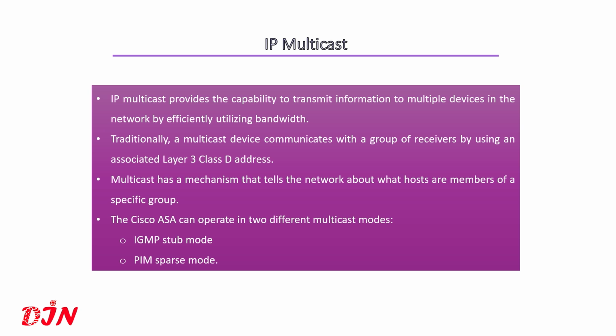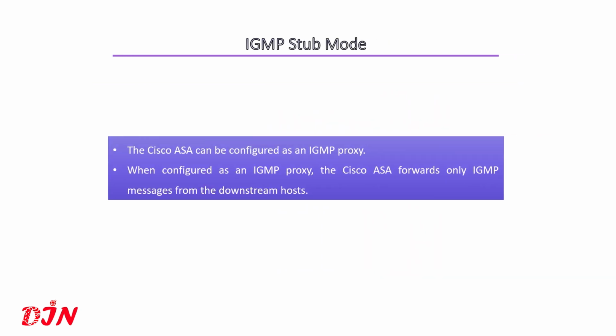The Cisco ASA can operate in two different multicast modes, IGMP stub mode and PIM sparse mode. IGMP stub mode. To join a specific multicast group, a host sends an IGMP report or join message to the routing device. The routing device sends query messages to discover which devices are still associated to a specific group. The host sends a response to the router query if it wants to continue to be a member of the specific group. If the router does not receive a response, it prunes the group list.